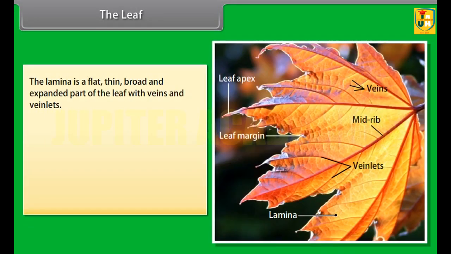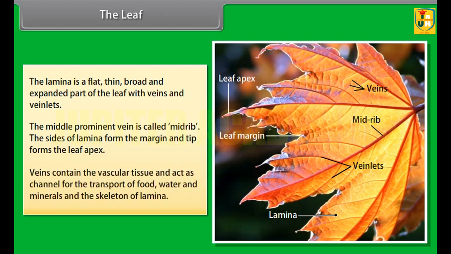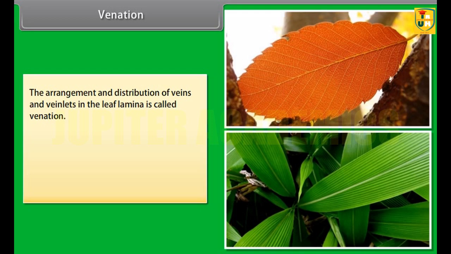The lamina is a flat, thin, broad, and expanded part of the leaf with veins and veinlets. The middle prominent vein is called midrib. The sides of lamina form the margin and tip forms the leaf apex. Veins contain the vascular tissue and act as channel for the transport of food, water, and minerals, and the skeletal of lamina. Venation. The arrangement and distribution of veins and veinlets in the leaf lamina is called venation.